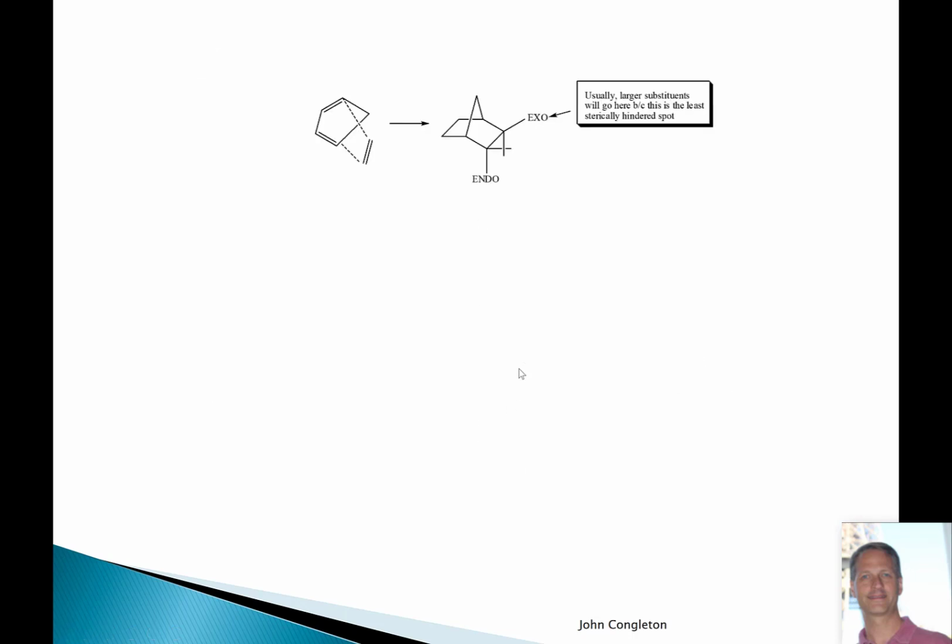Now there's another rule. There's this endo rule. So the endo rule has groups pointing down. So it's in this down position. And the exo position is kind of equatorial. It's coming out. Or the endo position is your axial position. And one of the things that we often do on the dienophile is we put groups on there that are electron withdrawing. And they typically contain carbonyls, for example, aldehydes and ketones and esters and things of that nature.